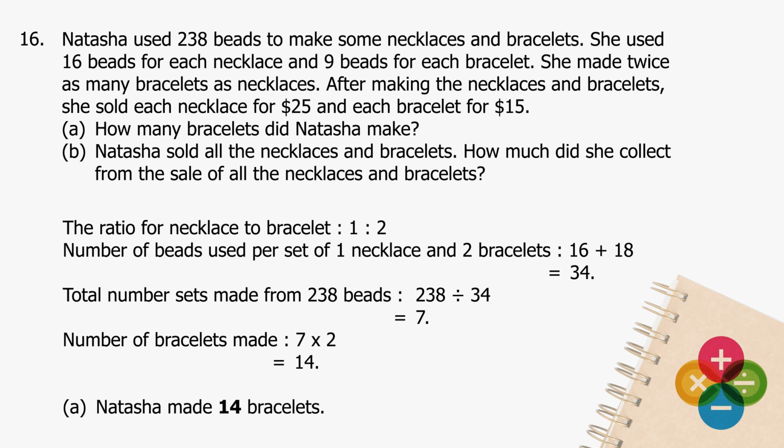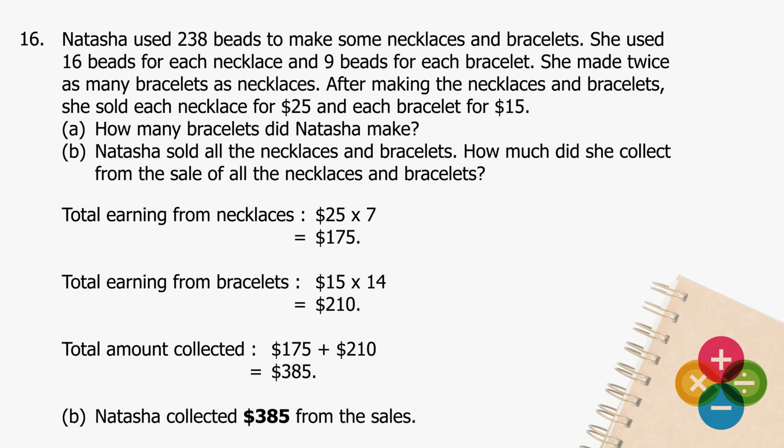The ratio for necklace to bracelet is 1:2. The number of beads used per set of one necklace and 2 bracelets will be add 16 to 18, and the sum is 34. The total number of sets made from 238 beads will be divide 238 by 34, and the quotient is 7. The total number of bracelets made will be multiply 7 by 2, and the product is 14. A. Natasha made 14 bracelets.